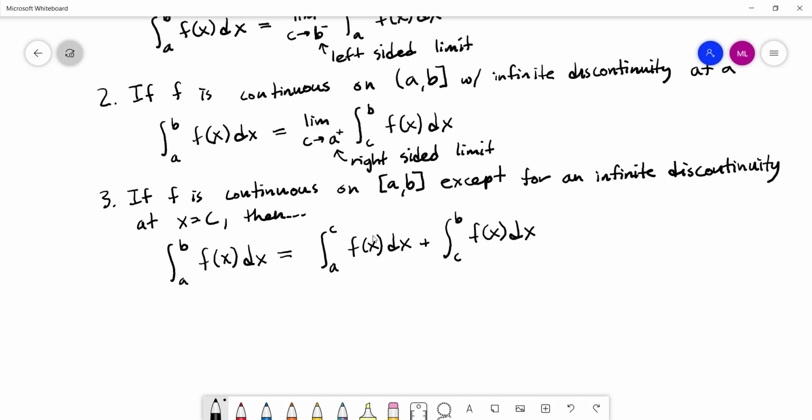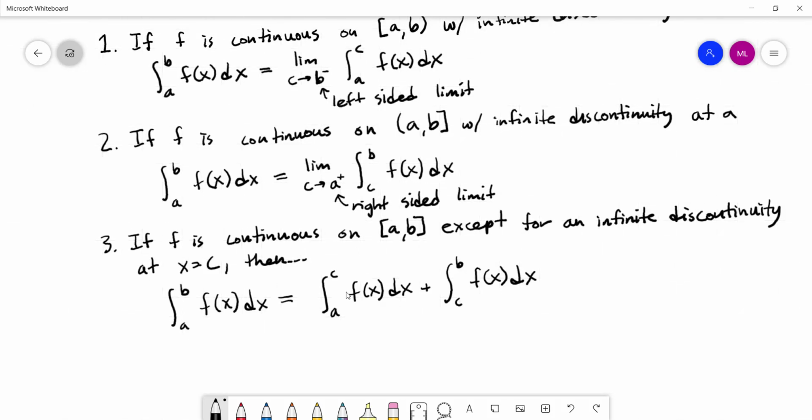And the first integral over here from a to c, we will have to treat as one that has a discontinuity at the right side. So we'd have to treat it like the first case here. And this one, the discontinuity at the lower bound is on the left side, and we'd have to treat it like case number 2 here. So this turns it into two separate problems.